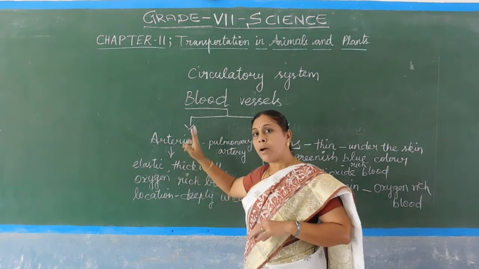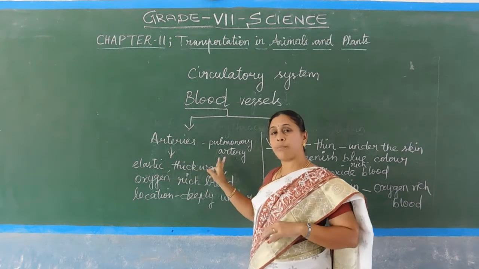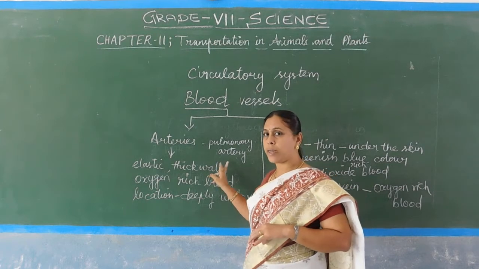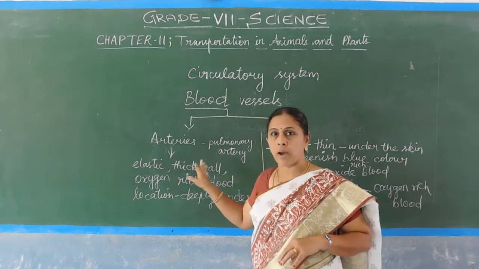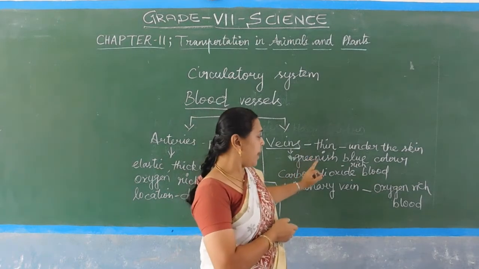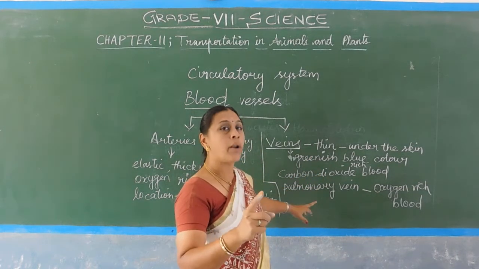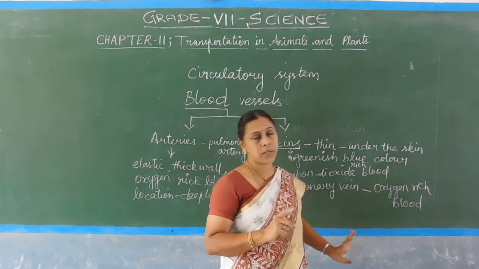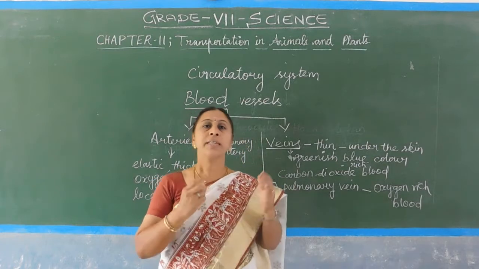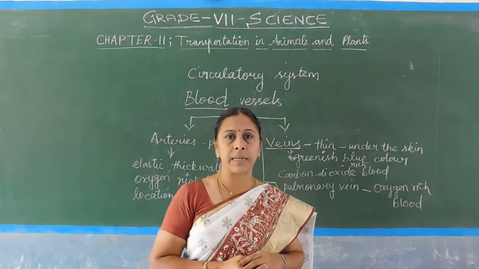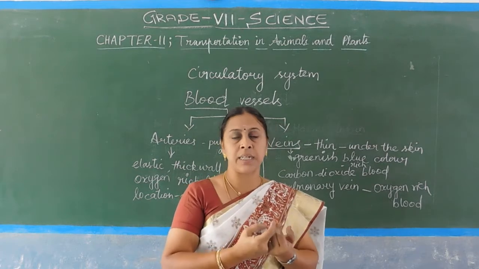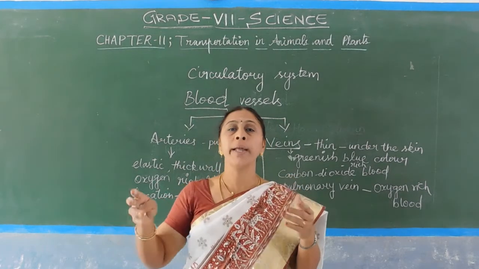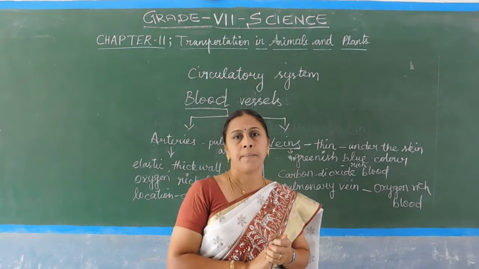Arteries always carry oxygen-rich blood, except one artery called the pulmonary artery, that carries deoxygenated blood, that is carbon dioxide rich blood. In veins, only one vein called the pulmonary vein carries oxygen-rich blood. So these are the two types of blood vessels which run throughout the body and transport the substances.